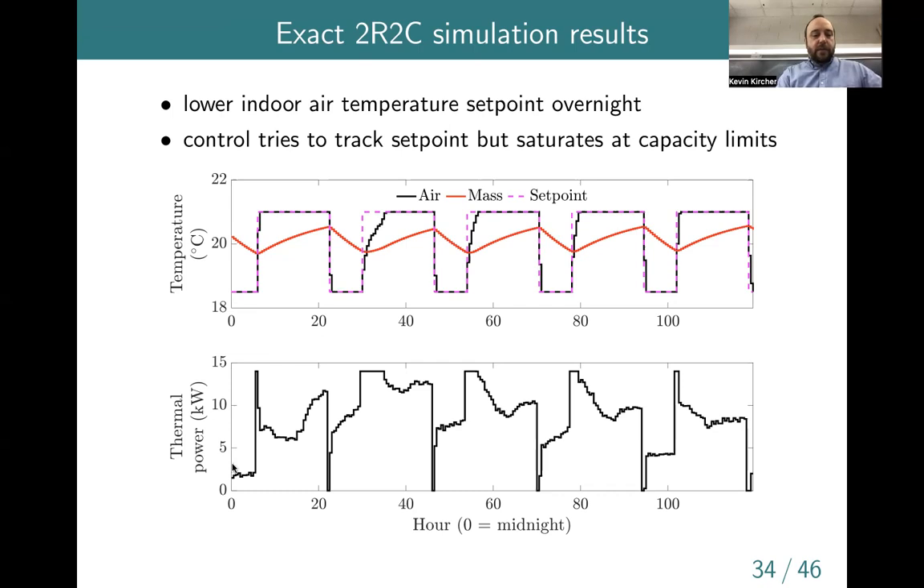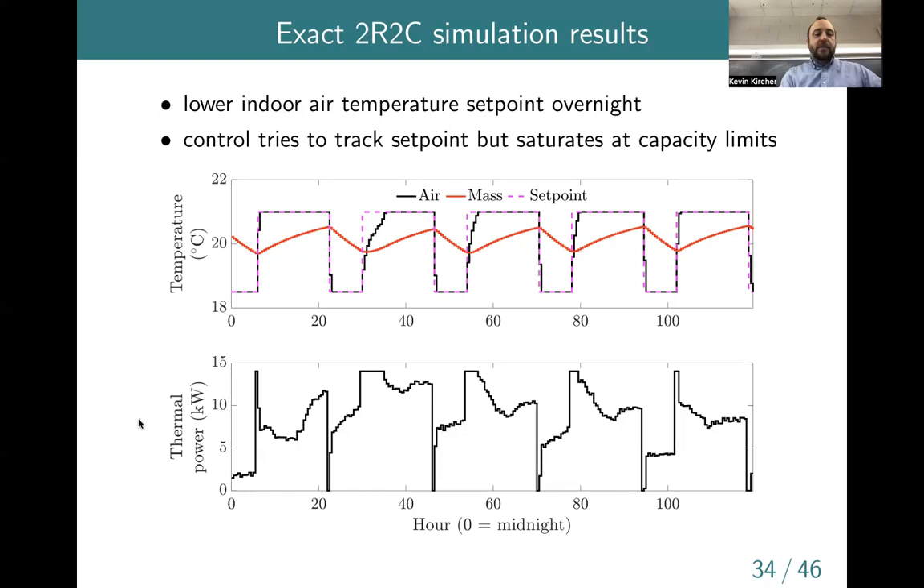The bottom plot here is the thermal power. Oh, sorry, the black up here is the air temperature measurement, which is tracking the set point pretty well, but can't always keep up, in particular in these morning periods when we jump a couple of degrees. It takes a little while for the heating system to warm the house back up in the mornings. And the red here is the thermal mass temperature. You can see it's doing a periodic, almost sinusoidal sort of thing.